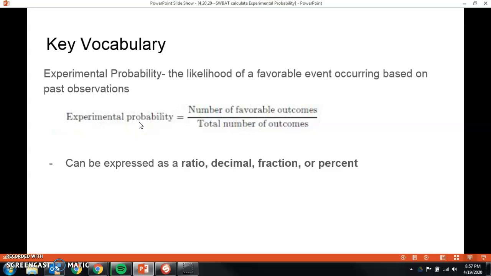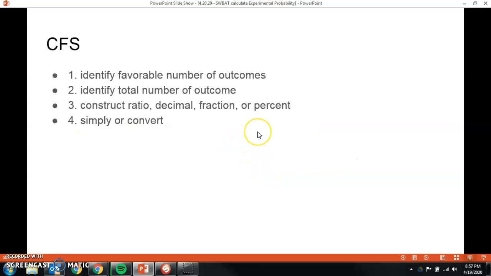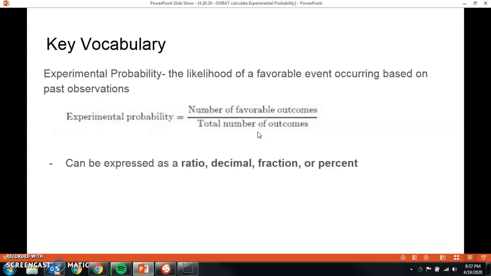Okay, take a second to jot down this key vocabulary, experimental probability. So today you're going to be able to calculate experimental probability. Experimental probability is the likelihood of a favorable event occurring based on past observations. And so we write this by finding favorable outcomes over the total number of outcomes. And it can be expressed as a ratio, a decimal, a fraction, or a percent. And like I said, pause to write down this key vocabulary. You do know that it contributes to part of your video notes.